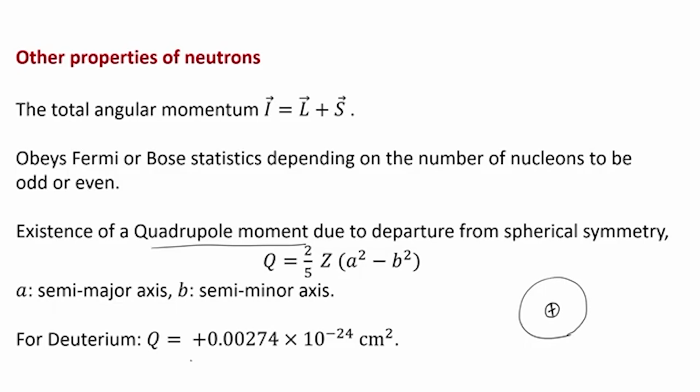one can actually do an experiment to determine these multipole moments. For deuterium, it came out to be a very small positive number, 0.00274 into 10 to the power minus 24, and for bigger atoms this number is slightly larger, but still measurable. Okay.